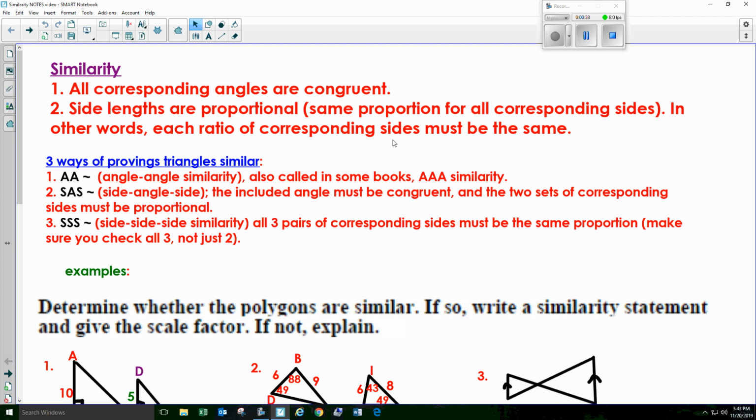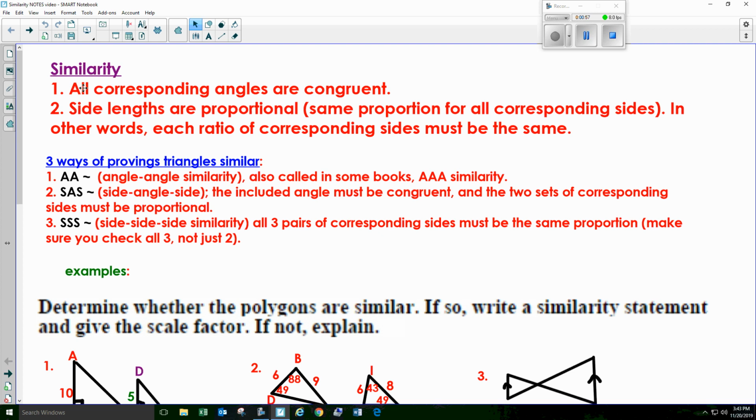4 to 3, 4 to 3, and 4 to 3 if there's a triangle. Or if there's a pentagon, big to small, 5 to 2. Every one has to be 5 to 2. You can't have one that's 5 to 3. Then it's not similar. Okay, so each ratio of corresponding sides must be the same.